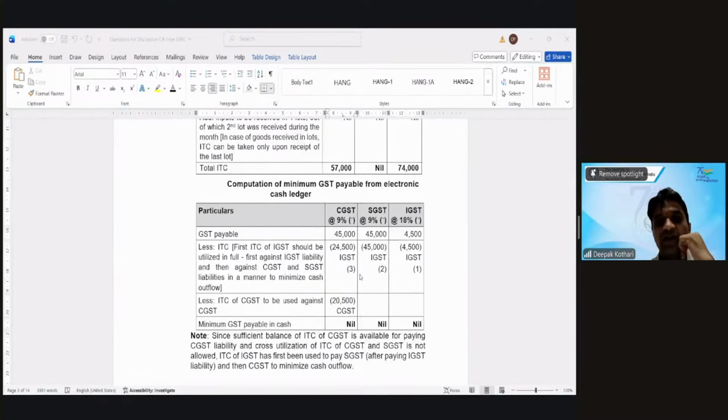Hello. Yes, Navneet. Yes, sir. Good evening. Sir, actually, what I did is that I have ITC of 57,000 rupees of CGST. Okay. So, firstly, I adjusted 57,000 to CGST itself and the rest 12,000 is what remained. Can't we do that? No, IGST, you have to first utilize IGST, then you can utilize CGST and SGST.